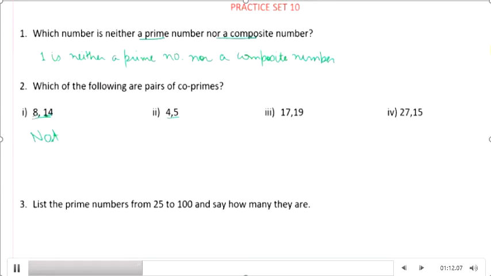Come to the next example, 4 and 5. The numbers 4 and 5 do not have any common divisor other than 1. So it is a pair of coprime numbers. Come to the next example, 17 and 19. 17 and 19 is a pair of coprime numbers. Come to the last example, 27 and 15. These numbers have two common divisors, that is 1 and 3. Both these numbers fall in the table of 3. So it is not a pair of coprime numbers.